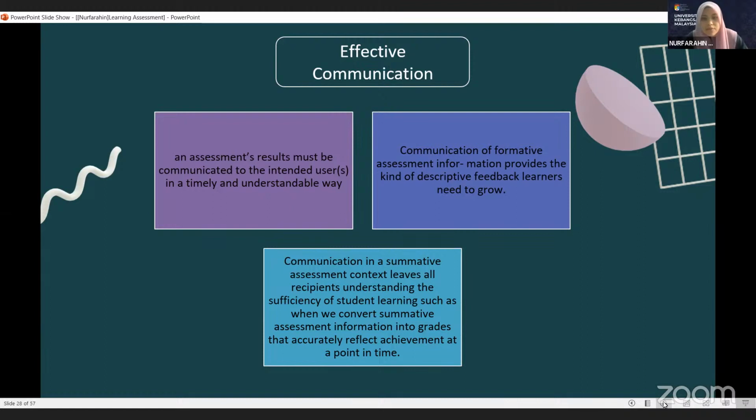The second one is communication of formative assessment information, which provides the kind of descriptive feedback learners need to grow. And communication in a summative assessment leaves all recipients understanding the sufficiency of student learning, such as when we convert summative into grades that accurately reflect achievement at a point in time. So these two boxes tell you that in summative assessment, it's very clear. The students can know whether they get an A or a B. It's symbolized. But when it comes to formative assessment, the teacher needs to sit side by side with the students and help the learners grow depending on the feedback given.